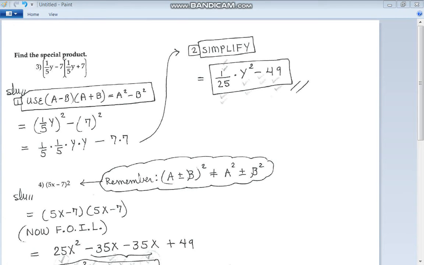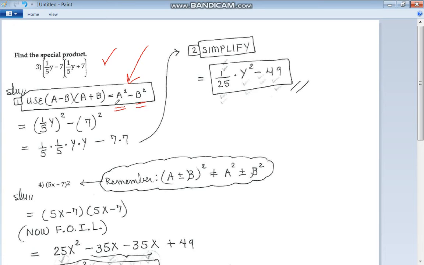Question number 3, find the special product. It looks like a plus b times a minus b, or vice versa, because you see it's 1/5 y minus 7 times 1/5 y plus 7. So this is the formula we're going to use. It equals first term squared minus last term squared.